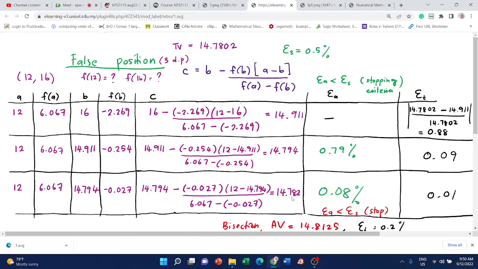Okay, any question about this false position? So far, okay, madam. Other students?